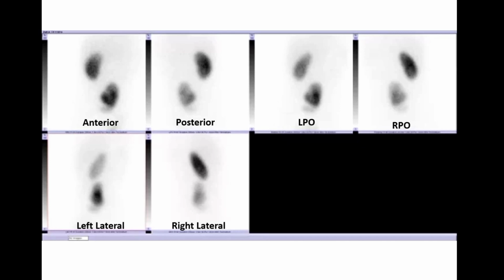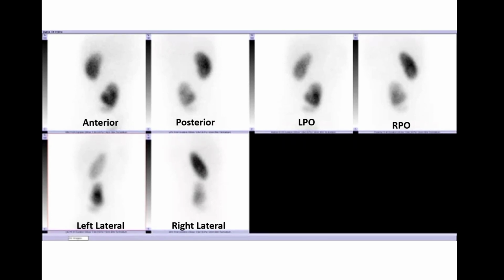In the posterior projections, I can see similar findings. Both kidneys show normal uptake. The left kidney, which is a pelvic kidney, shows slightly less uptake at the upper pole. I'm suspicious that it could be scarring, although there is no history of recurrent urinary tract infections.